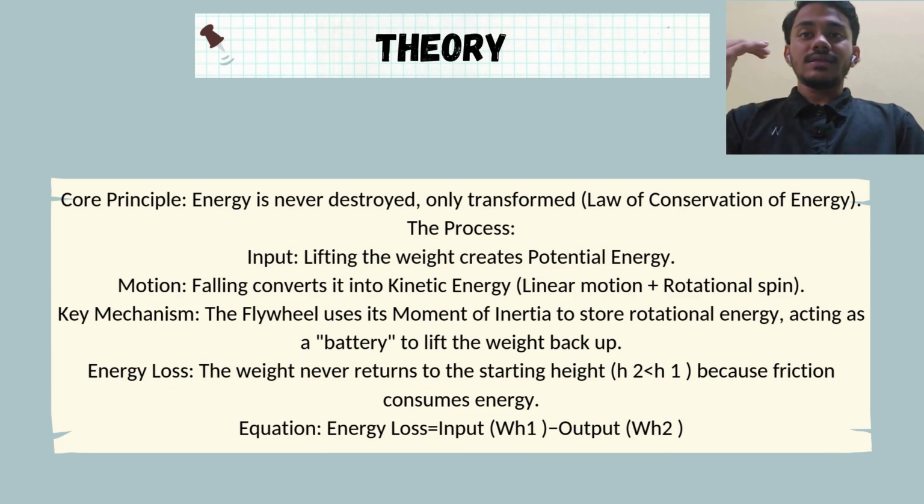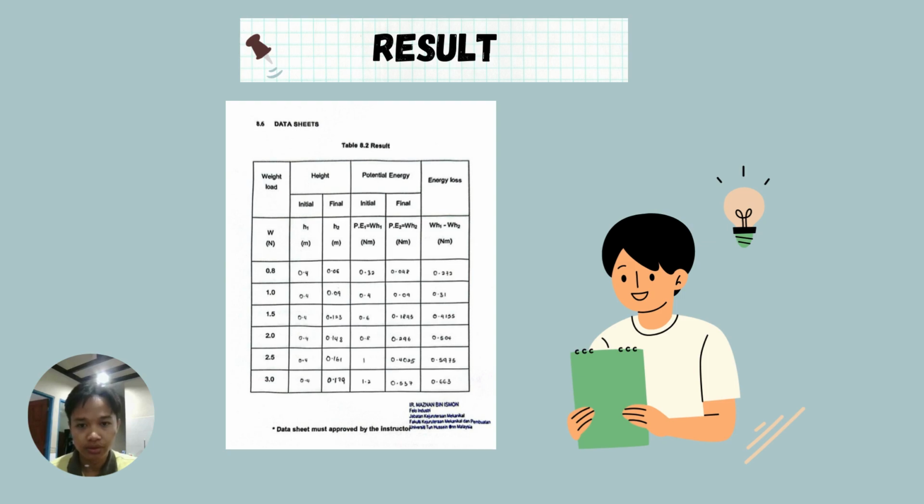Therefore, we calculate this loss simply as the input energy minus the output energy, which is basically the potential energy at the initial height minus the potential energy at the final height. That's it. Thank you. So this is the result that we get from the experiment.